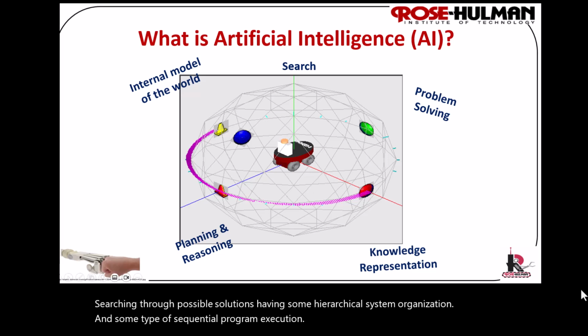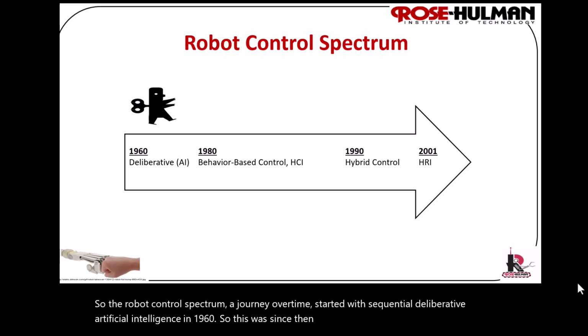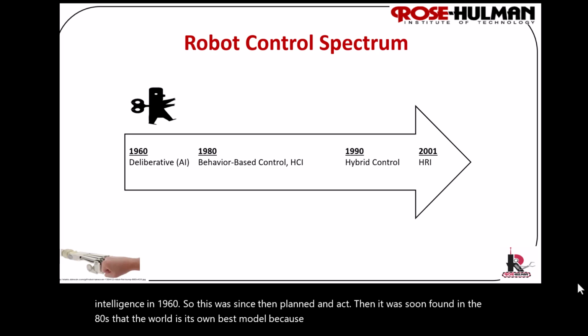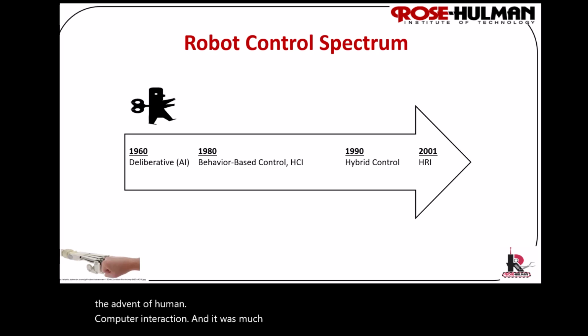So the robot control spectrum, a journey over time, started with sequential deliberative artificial intelligence in 1960. So this was sense, then plan, then act. Then it was soon found in the 80s that the world is its own best model, because in the 1960s it required a very accurate map or model of the world. So behavior-based control was much quicker. It was also the advent of human-computer interaction, and it was much, much faster.